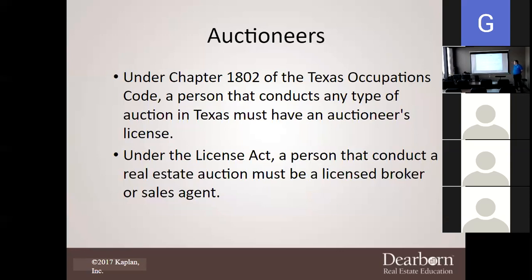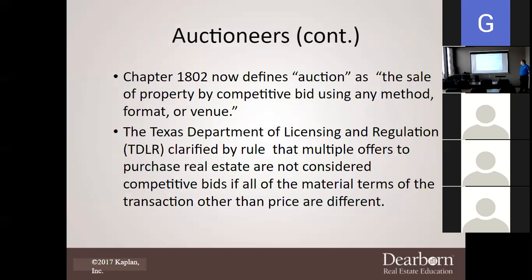Under Chapter 1802 of the Texas Occupations Code, a person that conducts any type of auction in Texas must have an auctioneer's license. Under the License Act, which is TRELA, a person that conducts a real estate auction must also be a licensed broker or sales agent. Chapter 1802 defines an auction as the sale of property by competitive bid using any method, format, or venue.